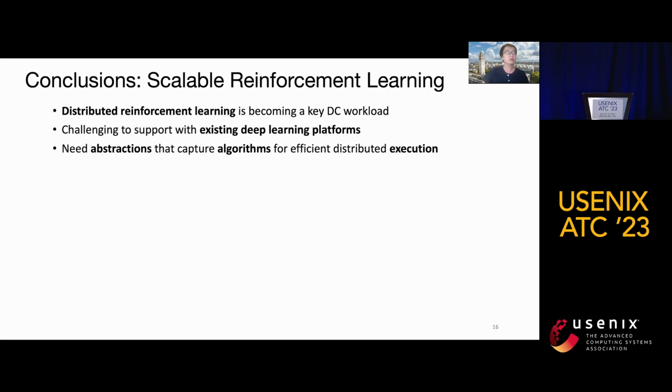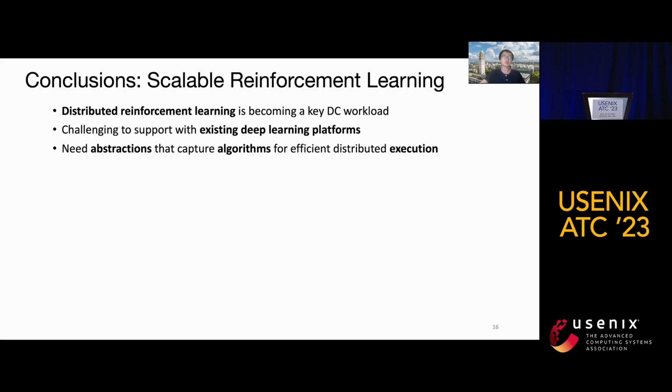So that concludes our presentation. To conclude, in this presentation, we demonstrate that distributed reinforcement learning is now becoming a major workload in today's data center systems. Existing systems cannot support such workload very efficiently. Therefore, we need a new abstraction to efficiently distribute and execute those RL algorithms.